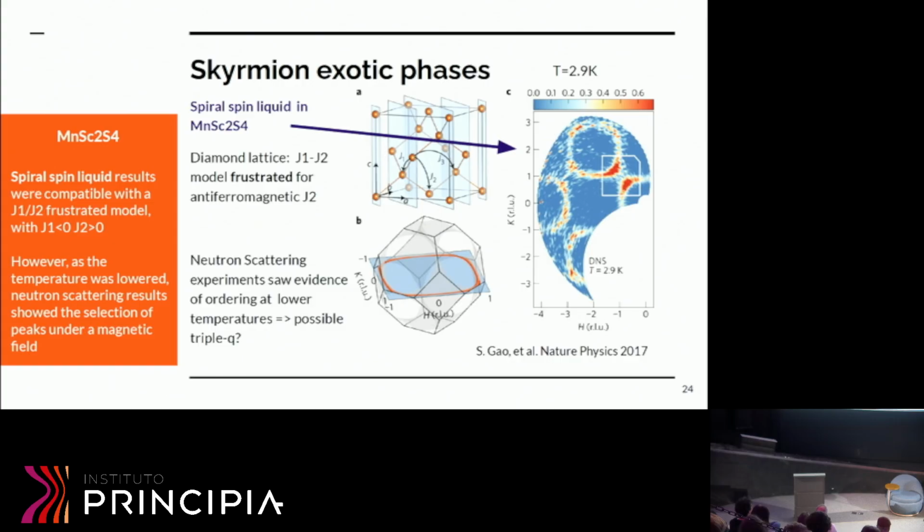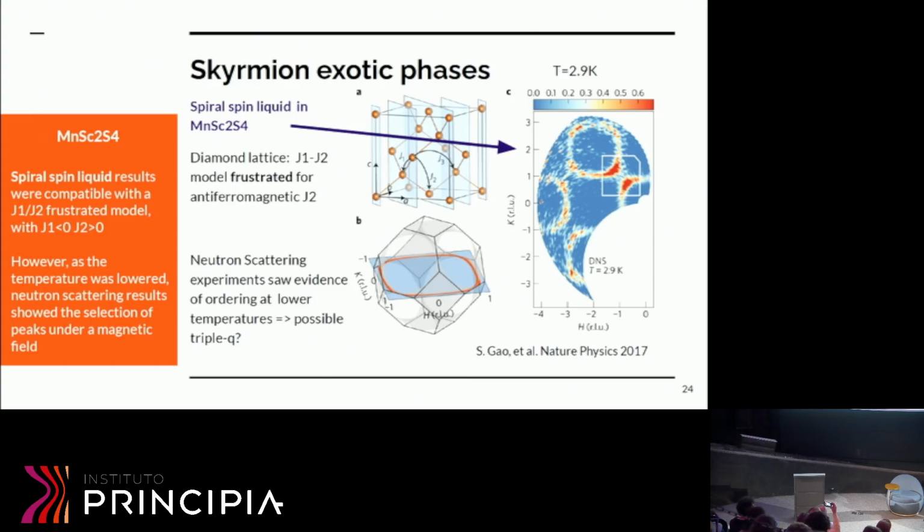So what is a spiral spin liquid? In a spiral spin liquid in reciprocal space, you don't see Bragg peaks, you see a degenerate line, right? So if you have that in a neutron scattering experiment, it gives you the idea that you have a spiral spin liquid. And in fact, Oksana Zaharko's group in 2017 published these neutron scattering experiment results, where at 2.9 Kelvin, they in fact saw that here you don't have Bragg peaks, you have these lines. So indeed, this material was a spiral spin liquid at that temperature.